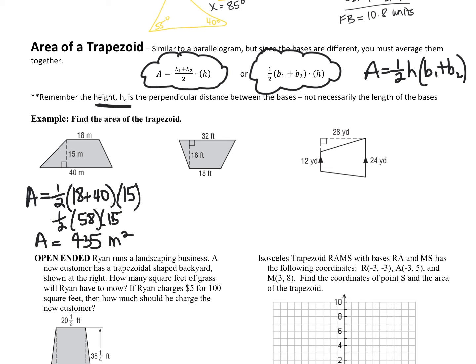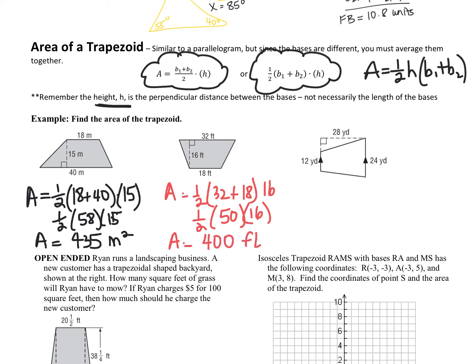Okay, let's do the next one. Again, the area is half the sum of the bases times the height. So I have half of 50 times 16, which ends up being 400 feet squared. And one more.